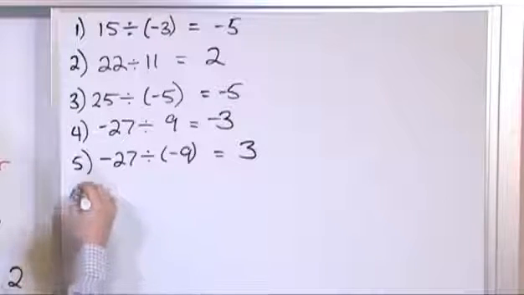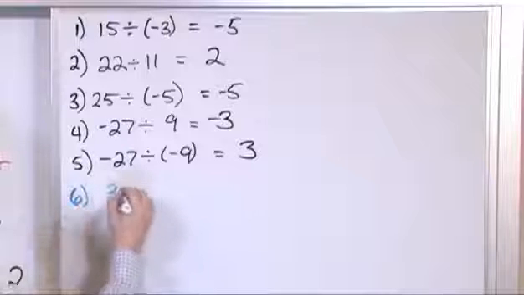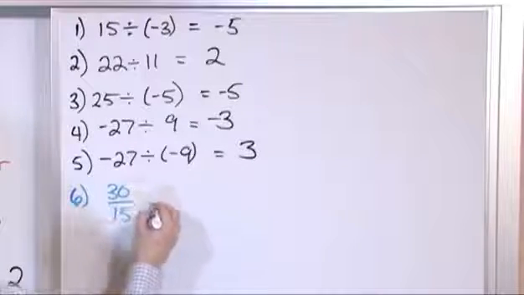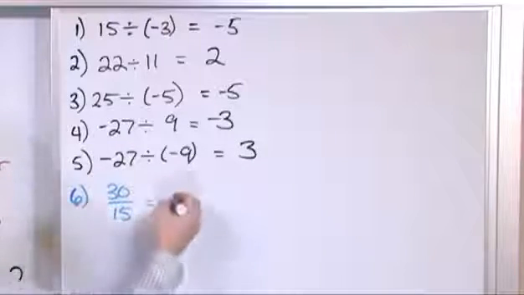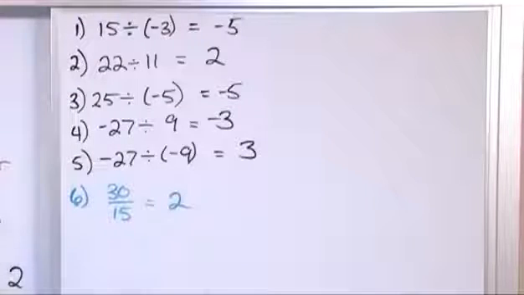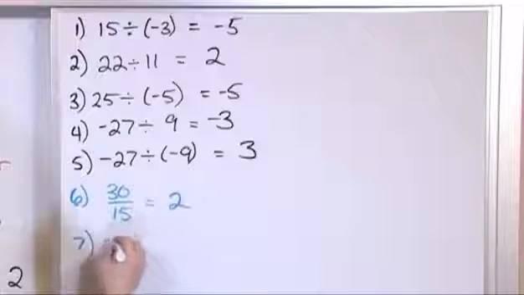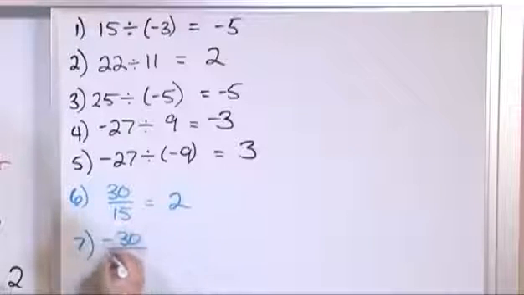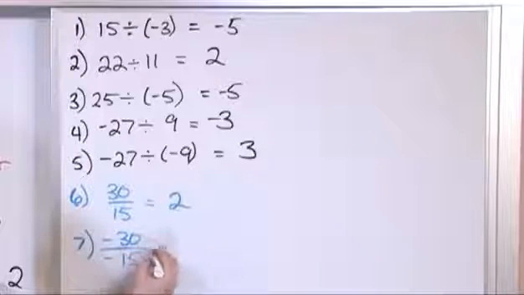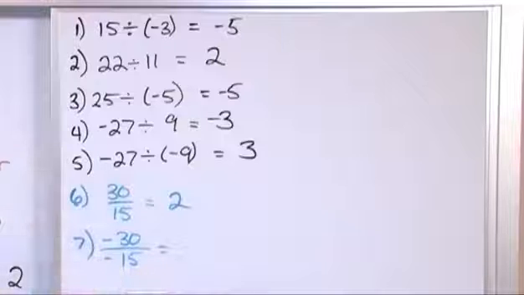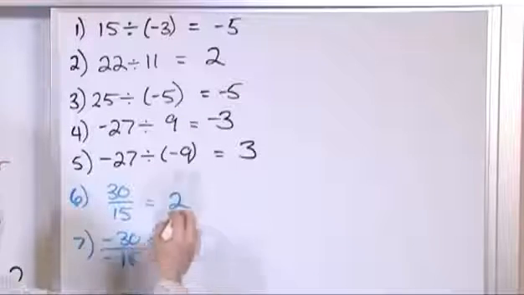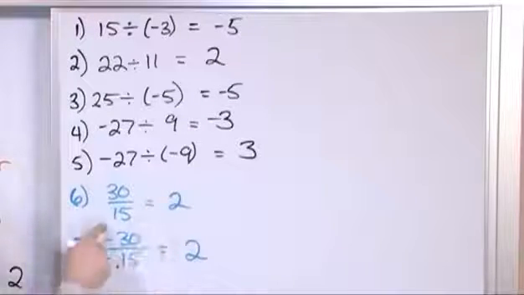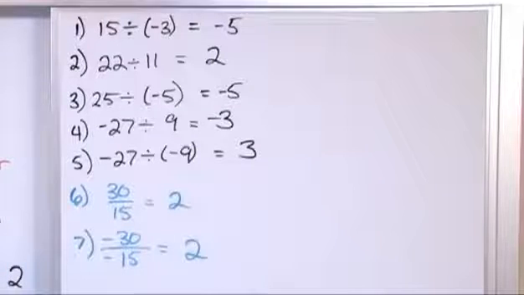So it really does boil down to just looking at the signs of the numbers that you're dividing, just like in multiplication. Let's say you had 30 divided by 15. They're both positive, so the answer is positive. It's going to be 2, because 30 divided by 15 is 2. And if it was negative 30 divided by negative 15, then you would get exactly the same answer, positive 2, because both of these signs are the same, so you're always going to get a positive number.